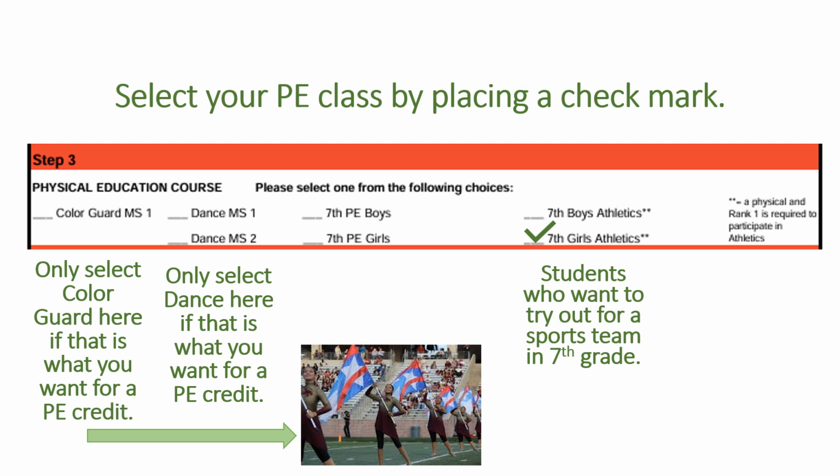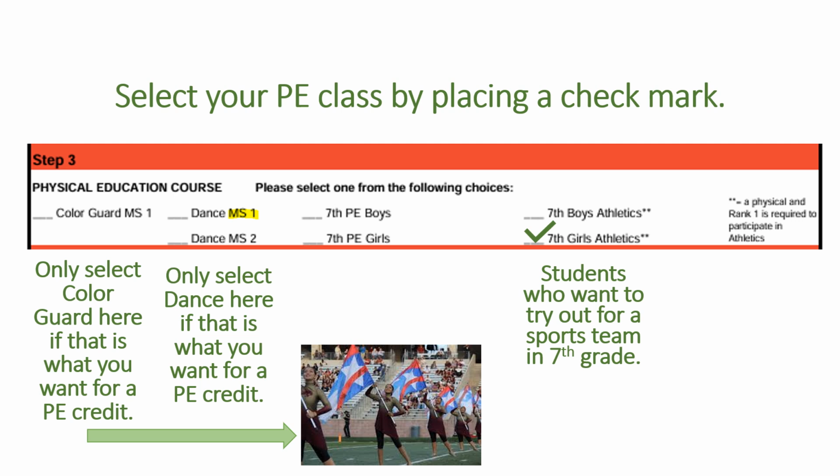Okay, if you are not going to participate in PE or athletics, you will need to select dance or color guard. Notice, dance has MS1 and MS2. If you took dance right now in 6th grade, then you will take dance MS2 next year because it will be your 2nd year in dance. If you did not take dance last year and it's your first year, then you will just take dance MS1.